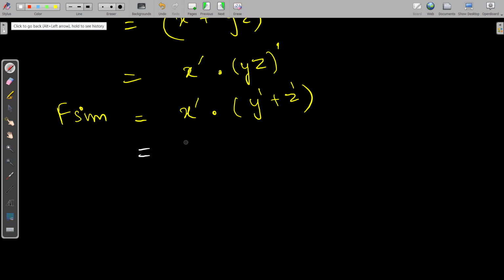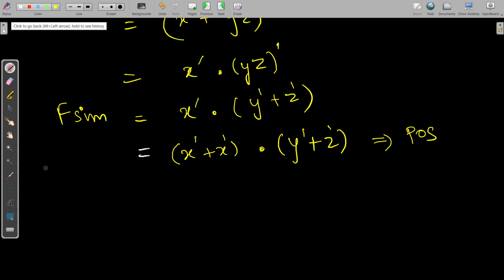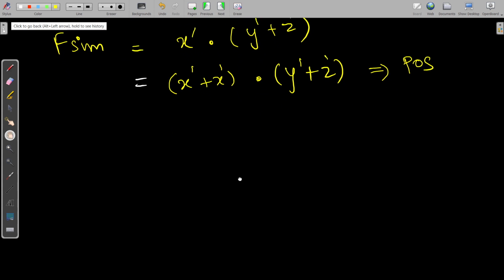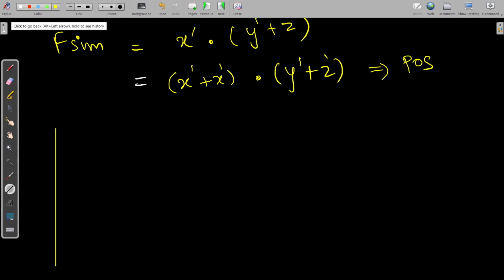So this is not in proper POS format. To convert this into proper POS format, x dash can be written as x dash plus x dash, dot this y dash plus z dash. So now we get this in POS format. For this we can draw the circuit diagram very easily. That means we can draw 3 lines which are the input lines. So that corresponds to x, y, z.